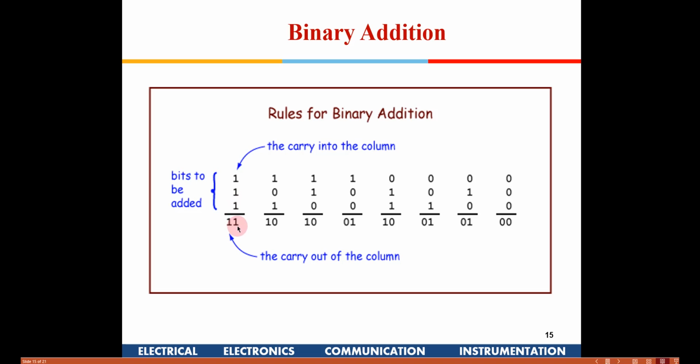So 1 1 is 3, right? 2 to the power of 1 and 1. So you get 1 1. So here you get carry 1 and sum as 1. So these are the rules for binary addition.